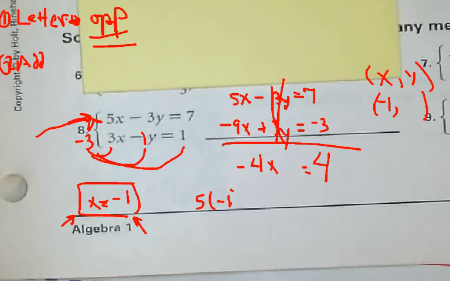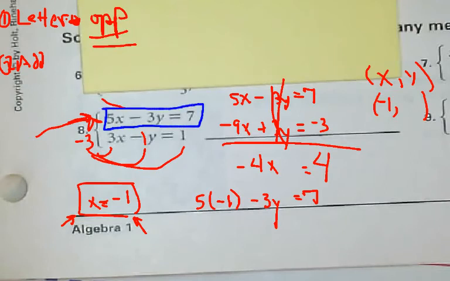5 times negative 1. Now look what else it says. It says minus 3y. So I'm going to write minus 3y. And then I'm going to write equals 7. So I just rewrite the top equation. All I did was plug in negative 1 where the x goes, and then I've got it made. So this is negative 5 minus 3y equals 7.